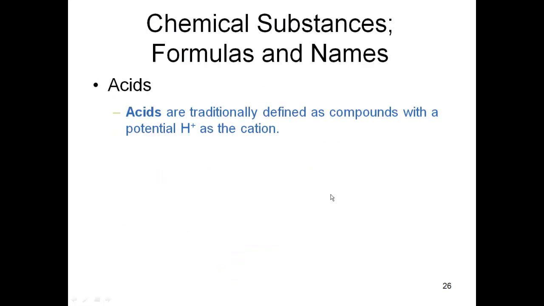Okay, so far what we've done is we talked about naming of compounds. We did molecular substances, we did ionic substances. We also got to name acids as well. There's a different naming procedure for that. Acids are traditionally defined as compounds with a potential hydrogen as the cation. For the majority of acid components that you're going to come across in this chemistry course, we tend to start those with a hydrogen in front of it. So it's pretty easy to tell which are the acids.